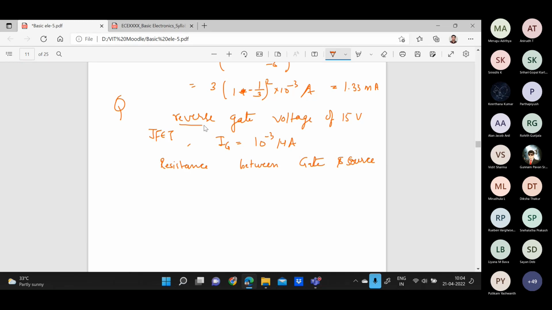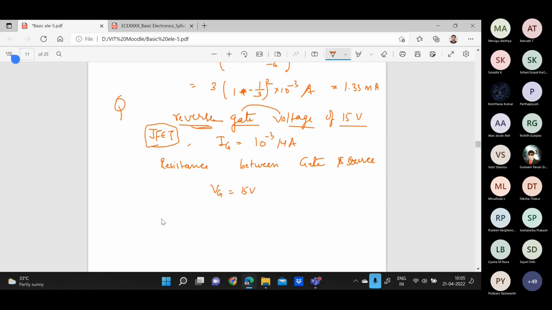Okay, so first you read the question. They said the reverse gate voltage of 15 volt is applied in the JFET. So they are saying the gate voltage, right? That means VGS. Reverse, that means minus, right? It will be a minus sign. Now, this is the gate voltage, that is the VG, that is 15 volts. Okay, and 15 volts of reverse gate they have connected.